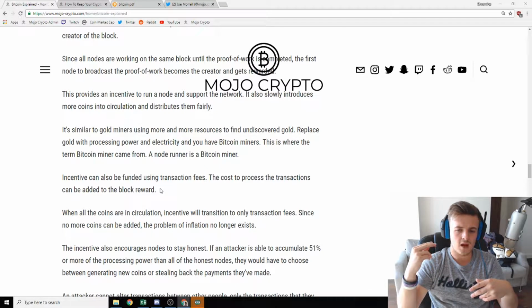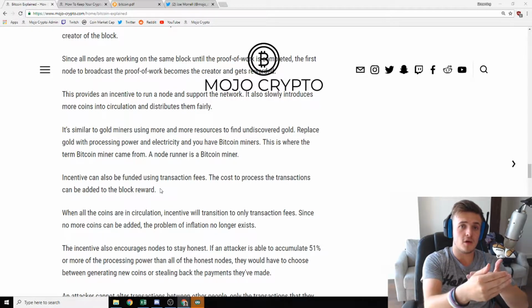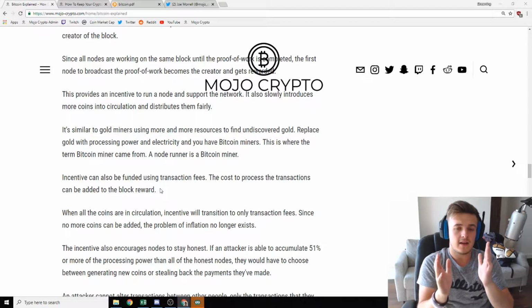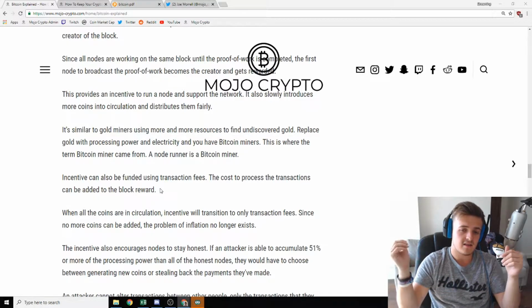And then there are a few reasons why you shouldn't do it. If an attacker is able to accumulate 51% or more of the processing power of all the honest nodes, they would have to choose between generating new coins and getting money off them, or stealing back payments they've made. Let's say we're honest people just making transactions, and I sent 500 Bitcoin to you and you sent 500 Bitcoin to me. The attacker can't do anything about that. They can't suddenly change mine to 5,000 and yours to 500.